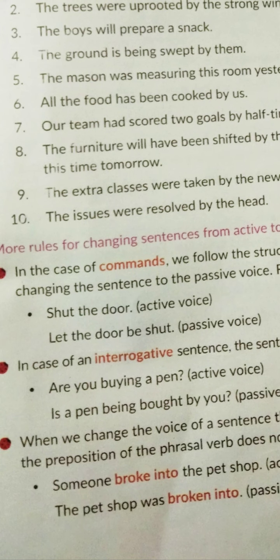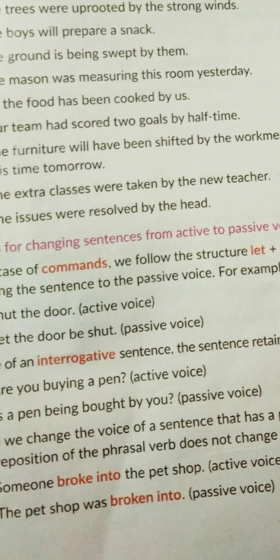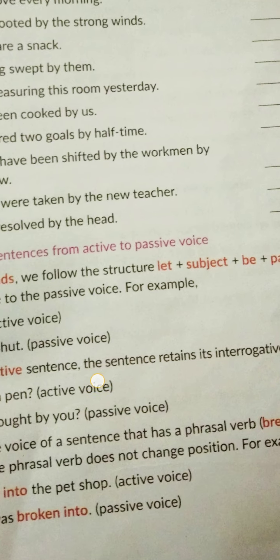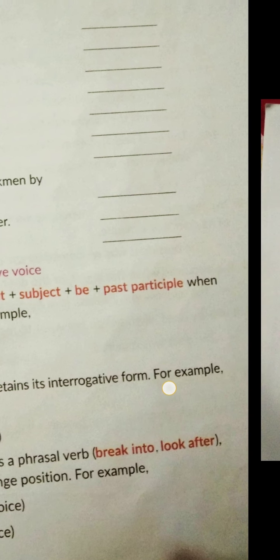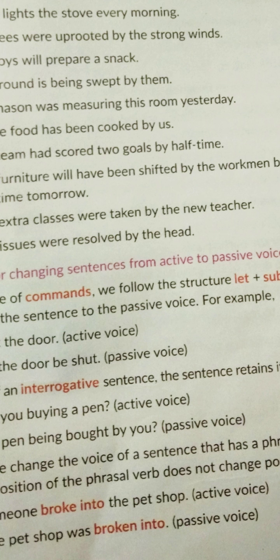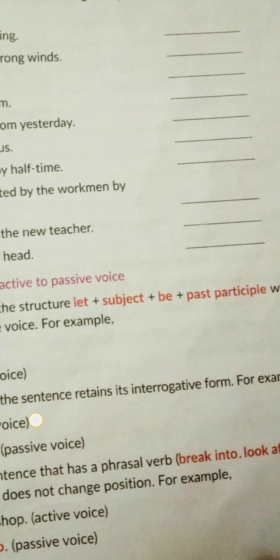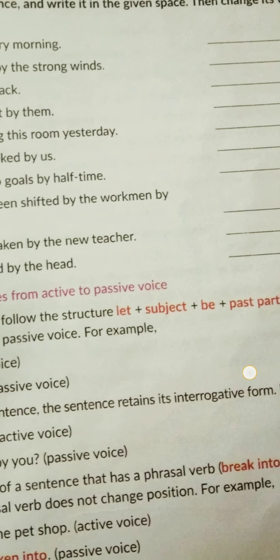Now, let us see more rules for changing sentences from active to passive. In case of commands, when we command something, we follow the structure let plus subject plus be plus past participle form of verb when changing the sentence to the passive voice. So, whenever we have a sentence which reflects a command or order, then we follow this structure: the word let should be used, plus the subject will come, then the be verb, that is, am or are, plus the past participle form of the verb.